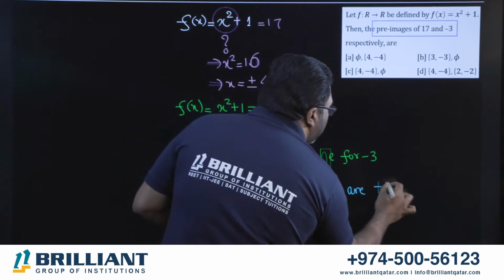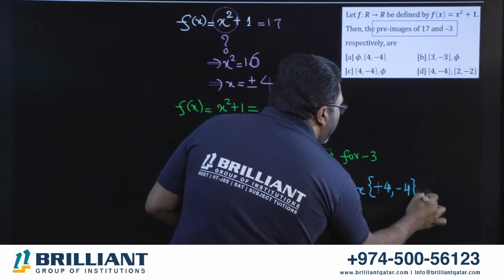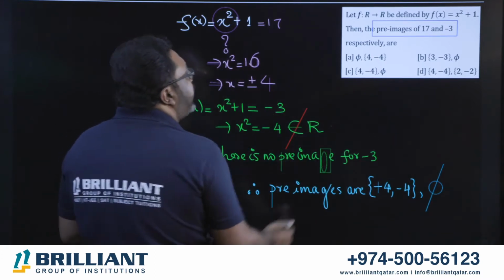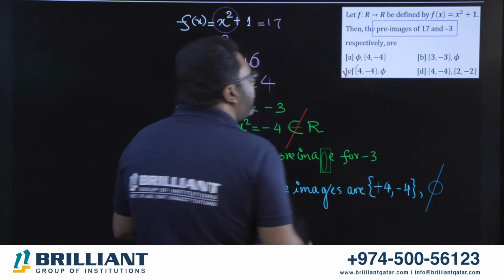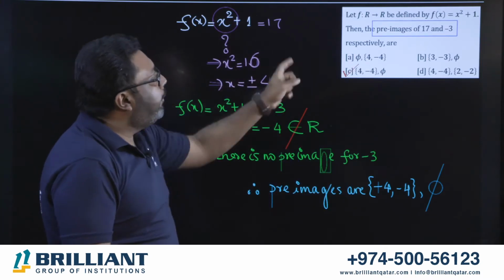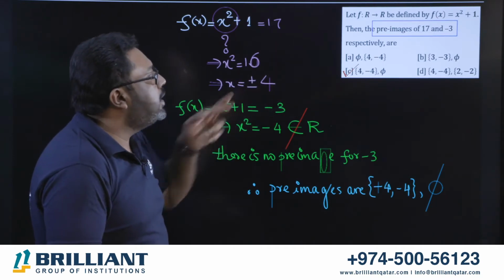plus 4, minus 4, and the other one is having no pre-image, so that is, it is empty. My option is going to be plus 4, minus 4 and empty. Don't take option A because option A says empty first. Empty is not the pre-image of 17. Empty is the pre-image of minus 3.